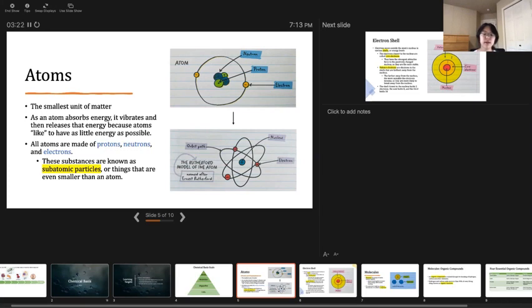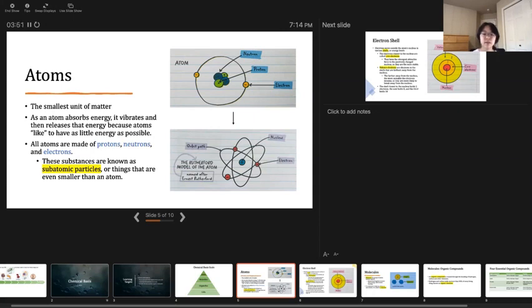And so the charges of the protons, neutrons, and electrons are really important because they determine how the atom behaves with other atoms, and this will be very important later on. As you can see in the diagram, in the center of our atom, we have our neutrons and protons.